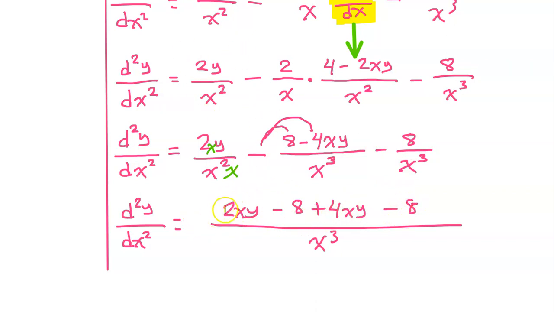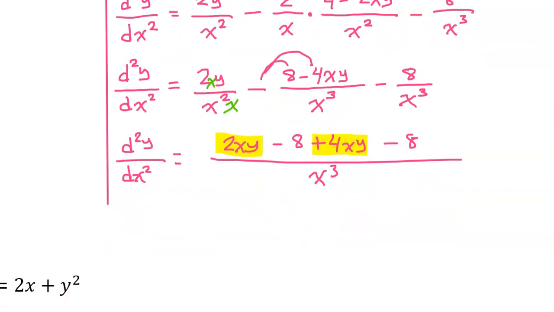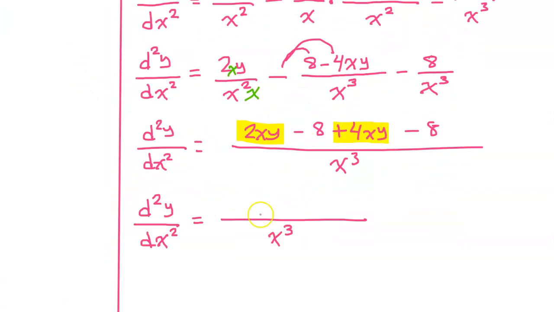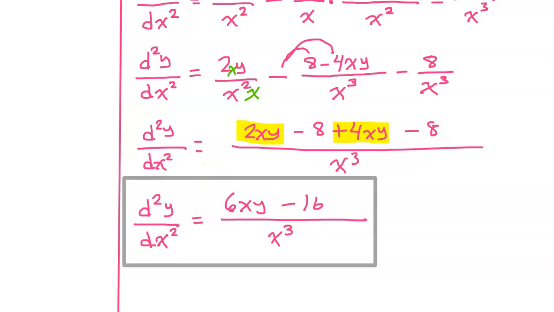So I'm noticing that we have like terms here and here. So that's going to make 6xy right here. But then we also have negative 8 and negative 8. So I have minus 16. And I think that's the best we can do. So not a ton of calculus going on, but so much algebra.